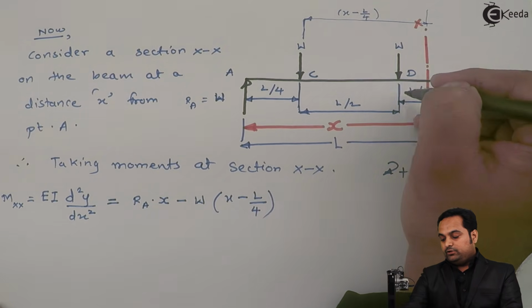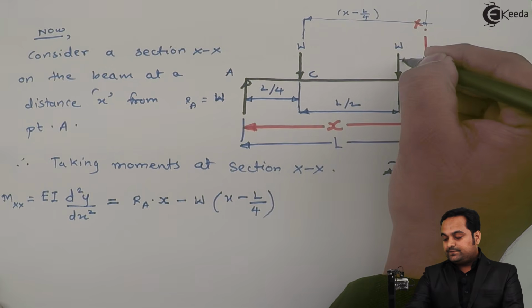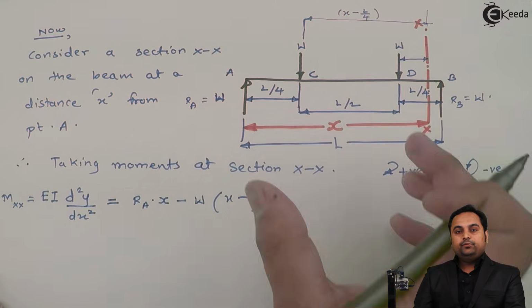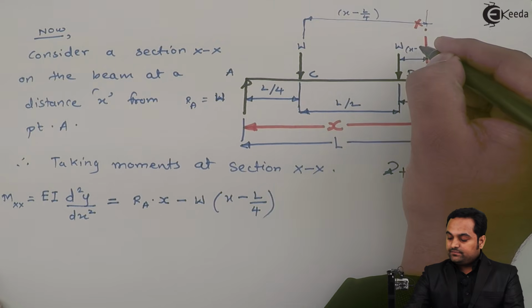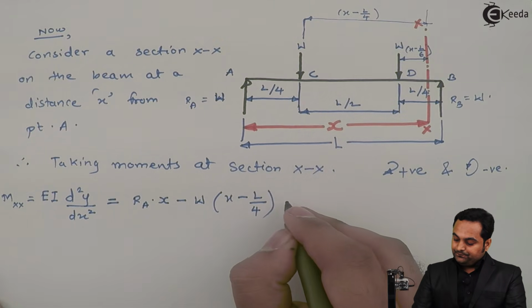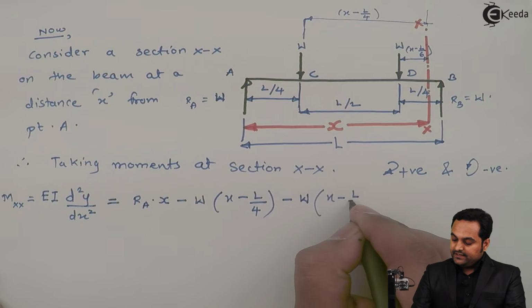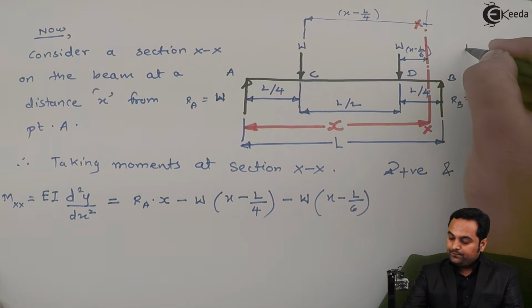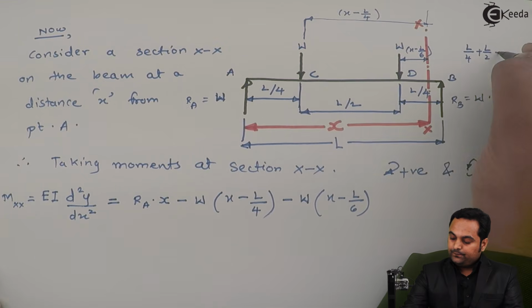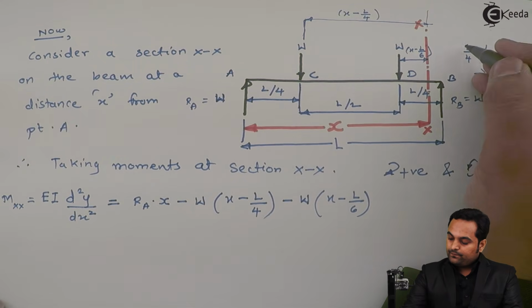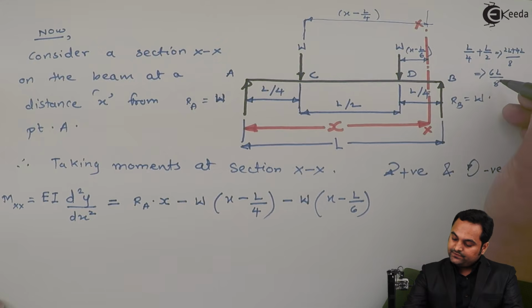Then we have another load W and its distance is x minus L by 4 plus L by 2. That comes out to be L by 6. So here we have minus W into x minus L by 6, because if I add L by 4 plus L by 2, that gives me 2L plus 4L by 8. So it becomes 6L by 8.